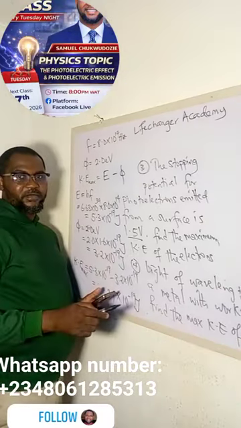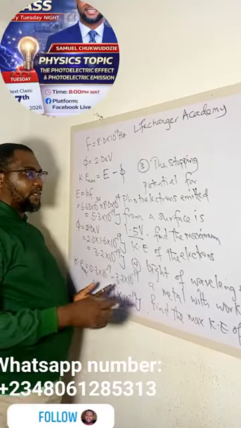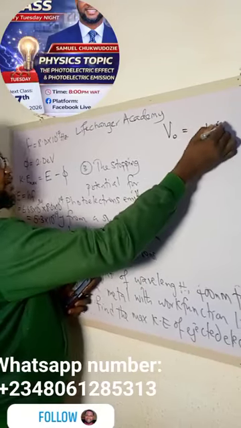So this, and I'm going to show you one trick also, very important. Now stopping potential is V0, which is 1.5 volts.